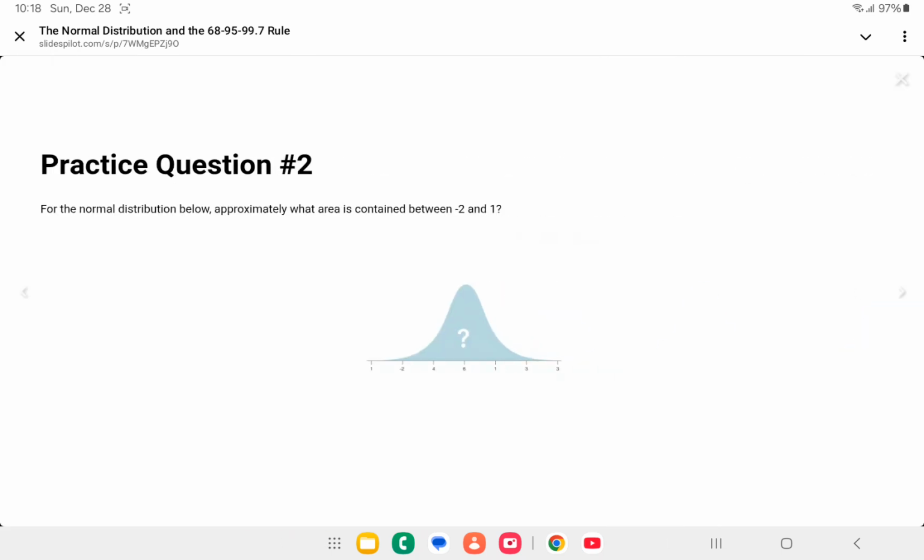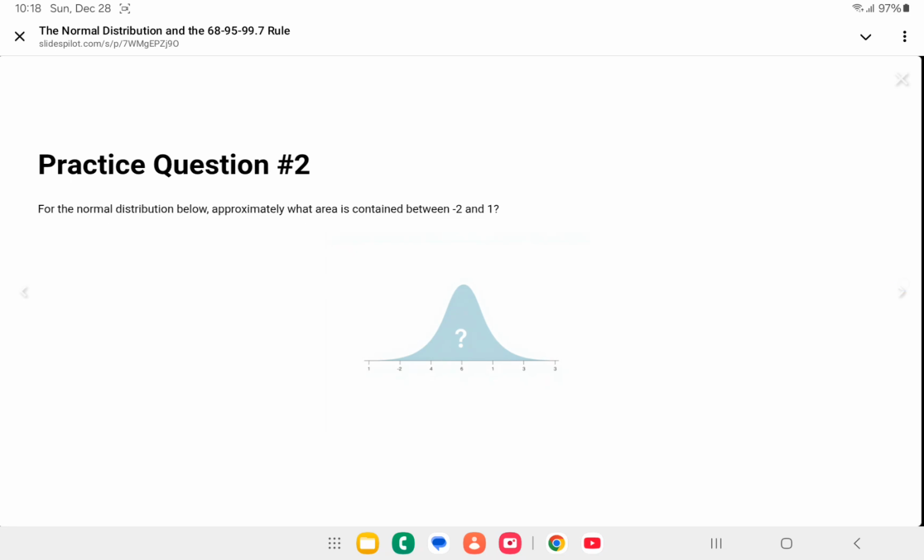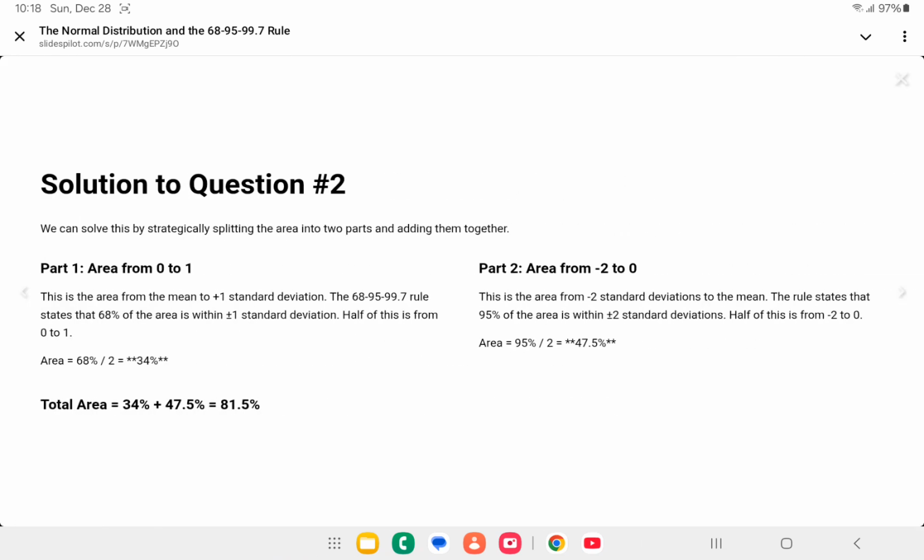Question number 2. For the normal distribution below, approximately what area is contained between -2 and 1? In this example, we know that we have a mu of 0 because 0 is in the center of the distribution, and we know that we have a sigma of 1 because each interval goes up by 1. To approximate the area between -2 and 1, we will use the 68, 95, 99.7 rule. We can strategically divide this area into 2 parts so that we can easily incorporate this rule.